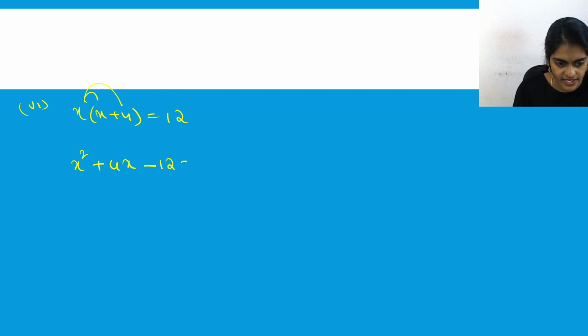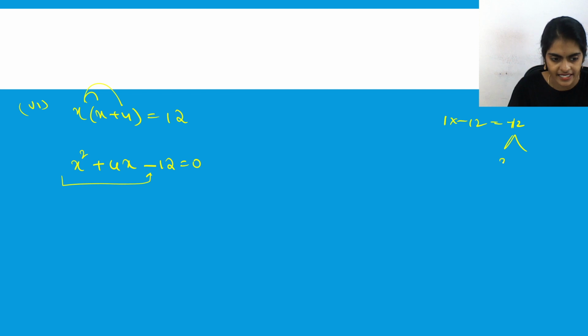x into x plus 4 is equal to 12. So here let me multiply x into x and x into 4. So x into x is x square, plus x into 4 is 4x, and this 12 I am bringing to this side, so it becomes minus 12. Now x square coefficient and constant, so 1 into minus 12, so I am getting minus 12.